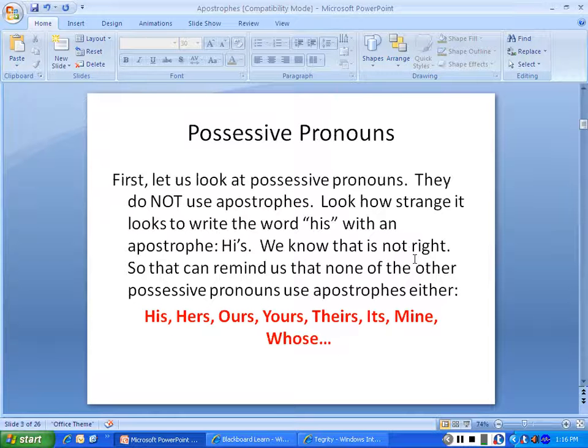Possessive pronouns might be the easiest because they never use apostrophes. Let's look at some possessive pronouns. His, hers, ours, yours, theirs, its, mine, and whose are all examples of possessive pronouns. Look how strange it would be to write the word his with an apostrophe. That would actually say hi's. We know that's not right. So that little mistake can remind us that none of the other possessive pronouns use apostrophes either.